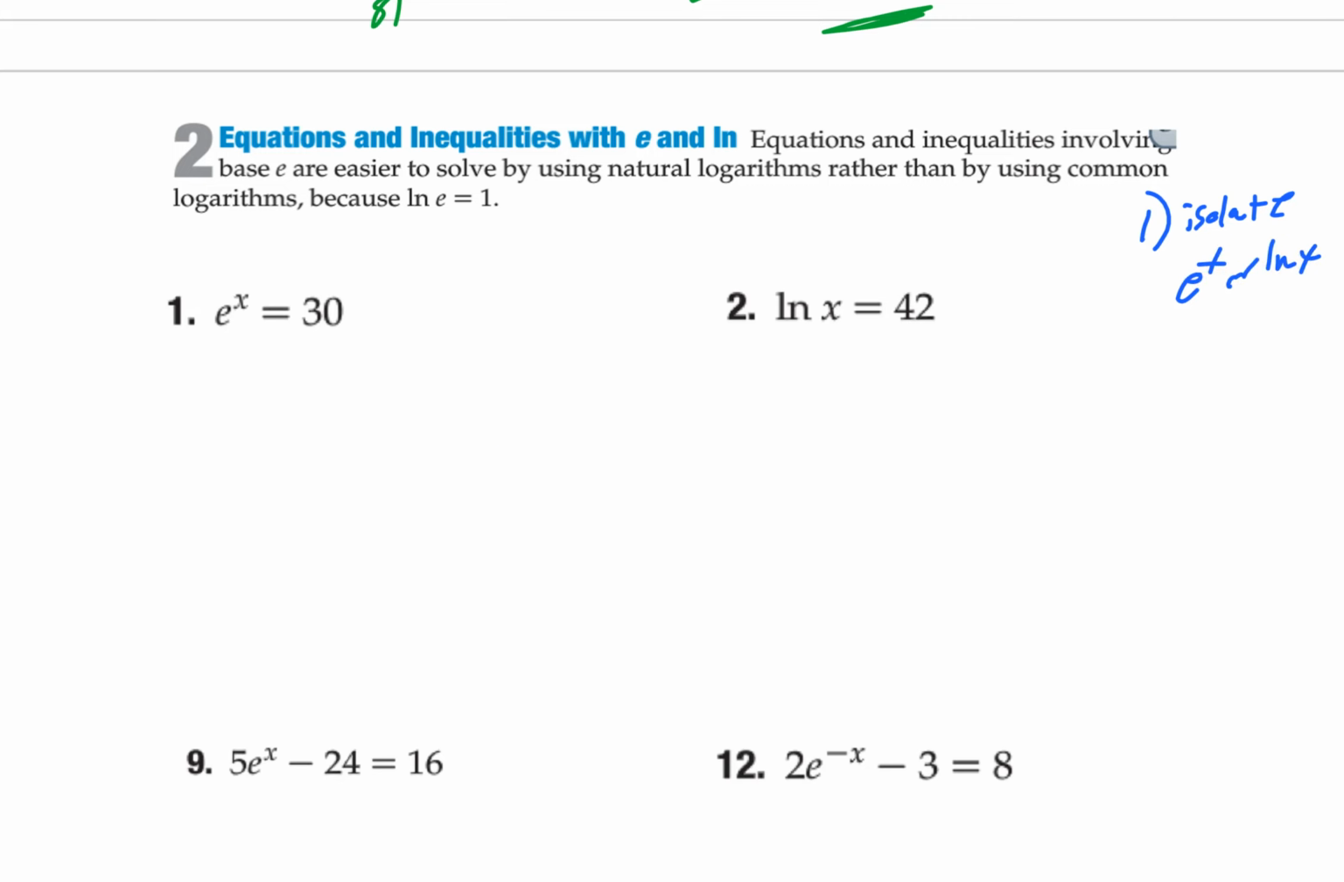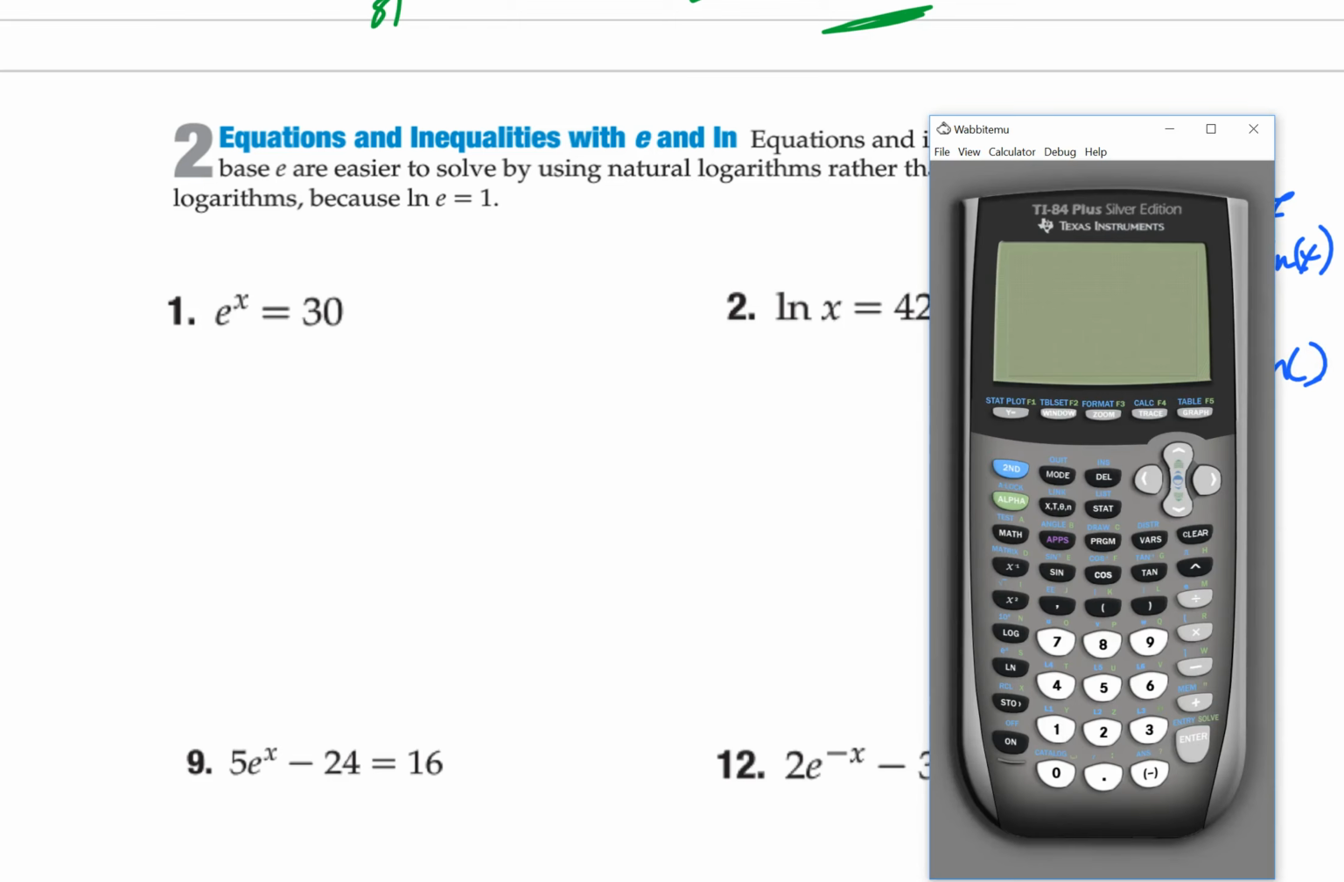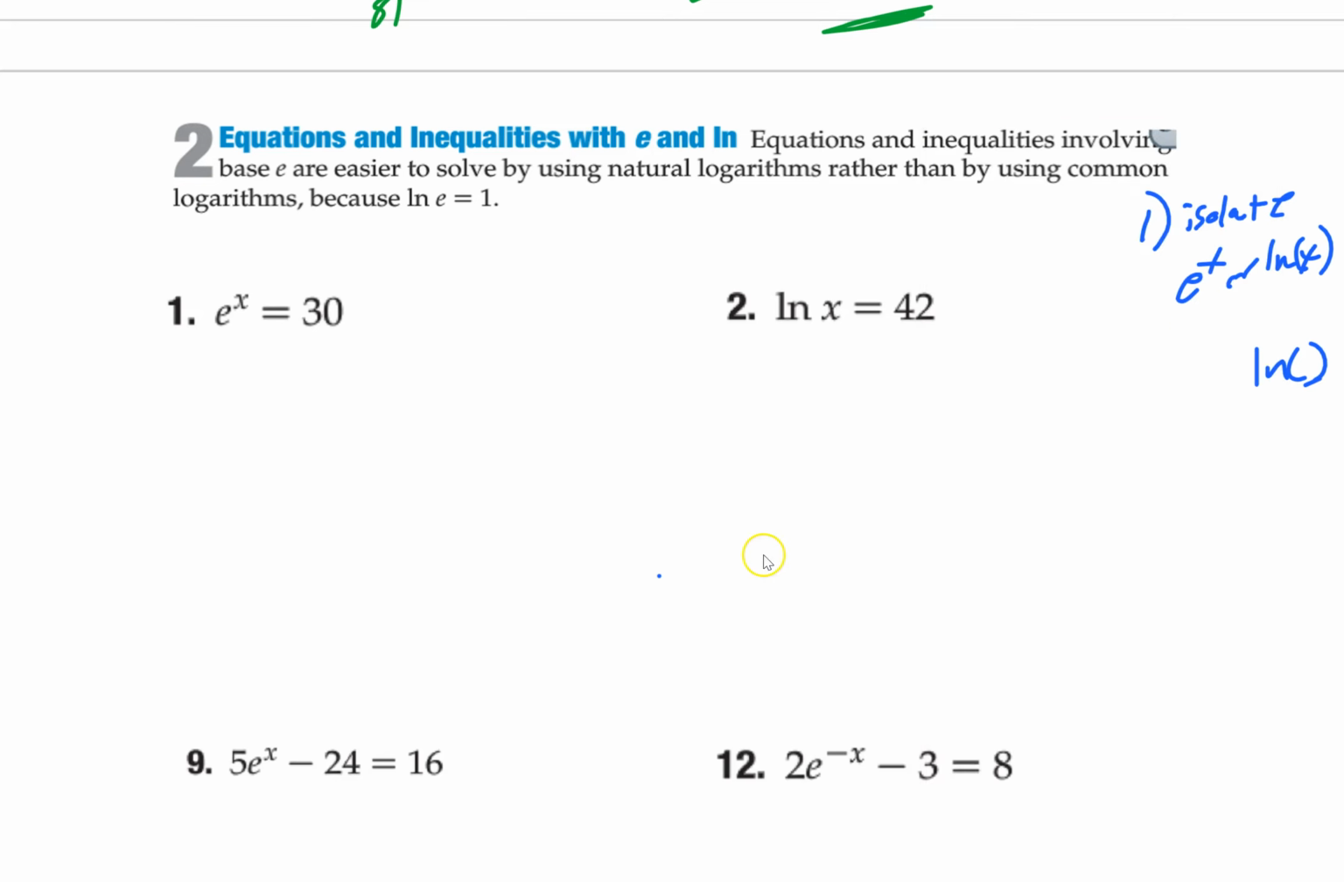Isolate. And notice, by the way, guys, I put natural log of x. Don't just ever put natural log. That makes no sense. It's natural log of something. Look at your calculator. When you take a natural log, turn this on. Natural log is of something. It's never just natural log by itself. That makes no sense. It's natural log of something. So x, a number, something.